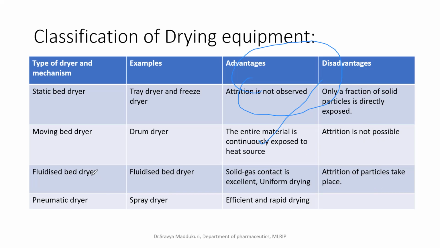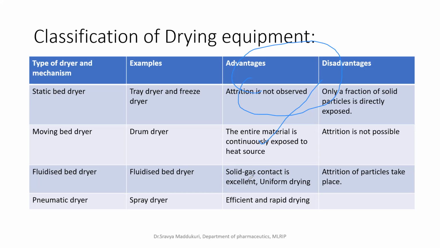Now the next one is your fluidized bed dryer. The bed of solids undergo a fluidized motion. The word fluidized means that your solids are in a suspended motion. They're all suspended in hot air, high velocity hot air. That kind of motion is called fluidized bed motion. So when such kind of motion is observed, then it is called fluidized bed dryer.